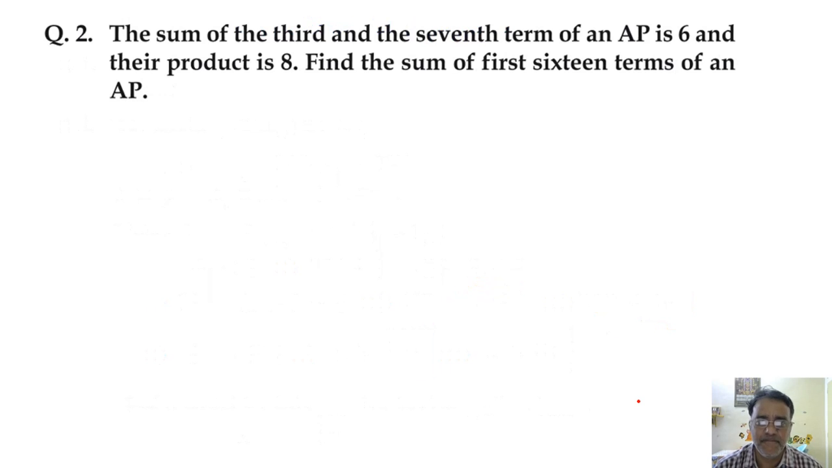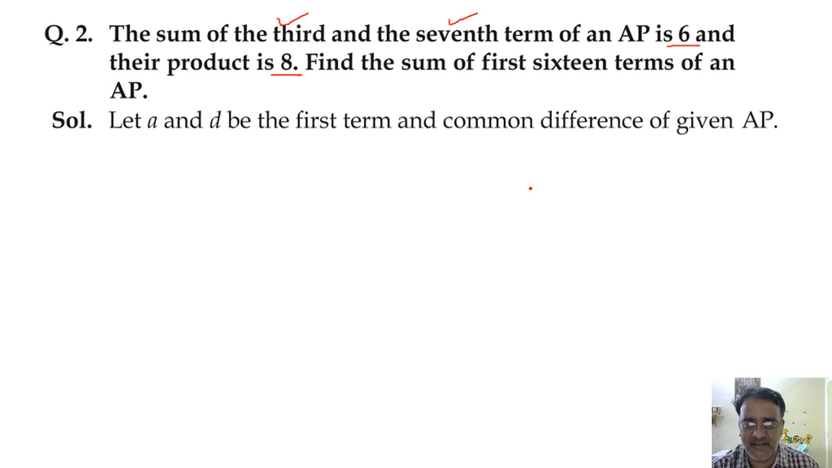No, sir. Now the second question. The sum of the third and the seventh term of an AP is 6 and their product is 8. So how will you write the third term? A3. A plus 2D. Right. How will you write the seventh term? A plus 6D. Right. And the sum of both is given as 6.